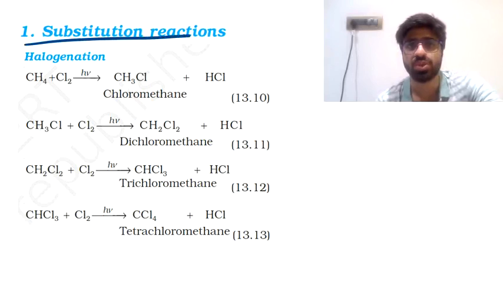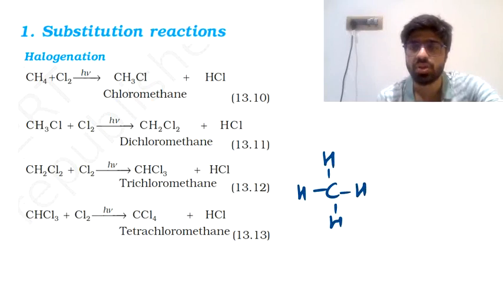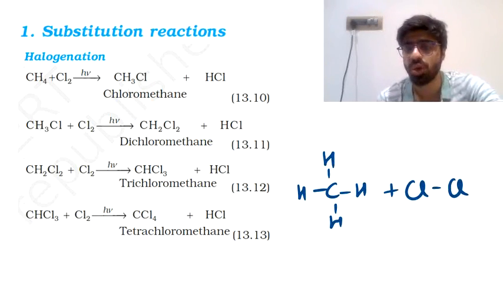So the first substitution reaction that you're learning is the halogenation reaction. Means that the reaction with a halogen like fluorine, chlorine, bromine or iodine. Here they have taken the example of chlorine. So methane plus Cl2. Think of it in a similar way like I had drawn that structure of methane here. So it is CH4 plus Cl2, which will be chlorine single bond chlorine.